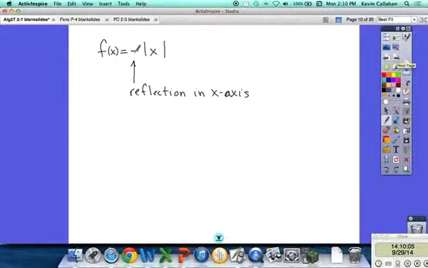So again, when you put a minus in front, the way the book calls it, it's a reflection in the x-axis.